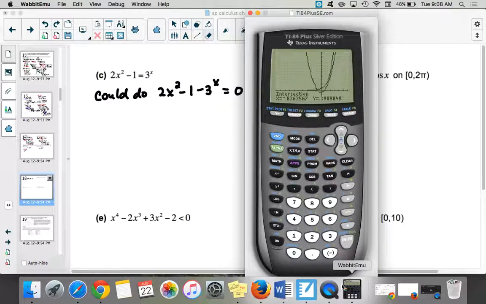Yeah. Like, what do you have plugged in for the graph? I put both of those graphs. I put 2x squared minus 1 and I put 3 to the x, so like the left side of the equation and the right side of the equation. You could also do 2x squared minus 1 minus 3 to the x equals 0. If you do that, then you're going to find the 0.